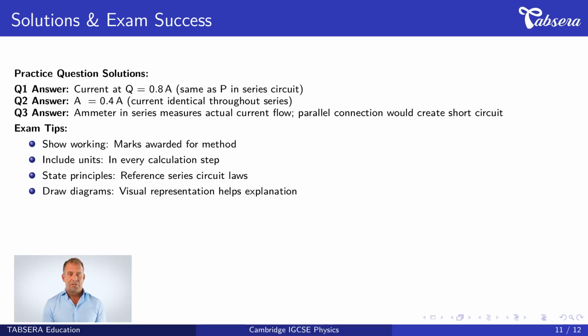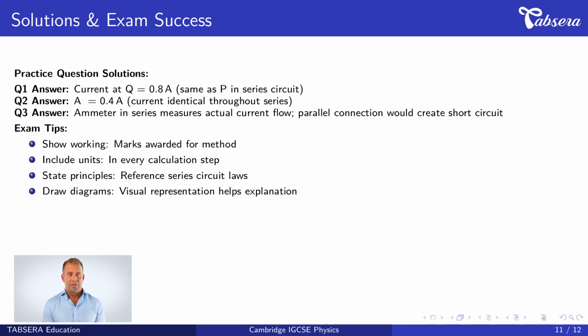Let's review the solutions systematically. For question 1, the answer is current at Q equals 0.8 amperes, exactly the same as point P. This is correct because in a series circuit, current remains constant at every point. For question 2, we find A3 equals 0.4 amperes. Since A1 and A2 both read 0.4 amperes, A3 must also read 0.4 amperes because current is identical throughout a series circuit.